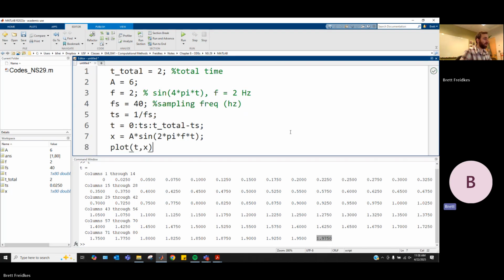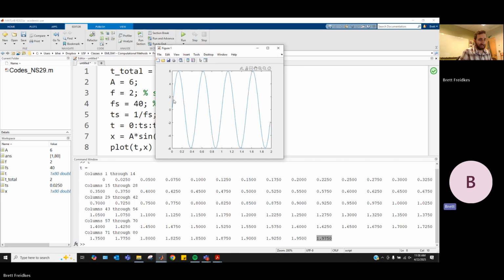We can plot this just to see what it looks like. The lines will be connected, but you can see that we have this sine wave with a certain amount of periods in it.